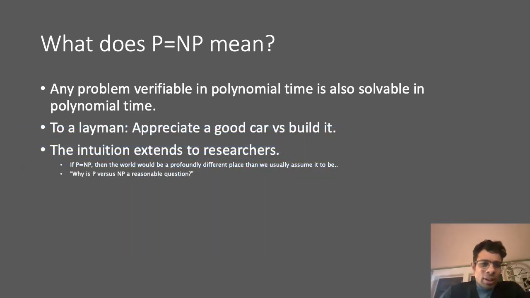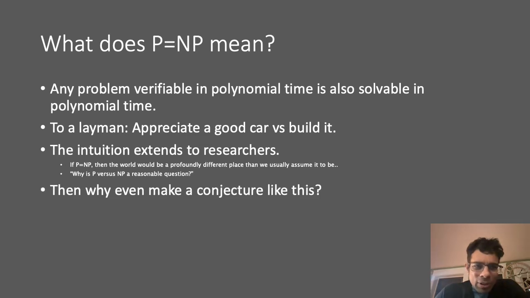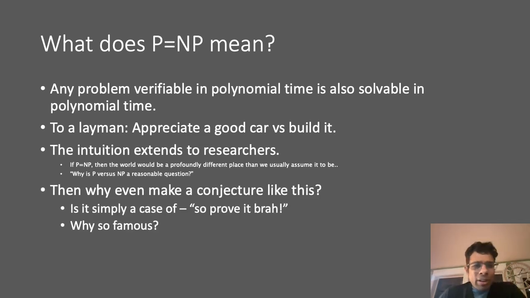And then he goes on to ask, why is P versus NP even a reasonable question? Why even make a conjecture like this? Is it simply the case that someone made the conjecture and then you couldn't prove it isn't true? So it just became famous for that reason. But there are probably millions of such conjectures that you can't really prove, but they're obviously false or obviously true. So why is this one so famous?